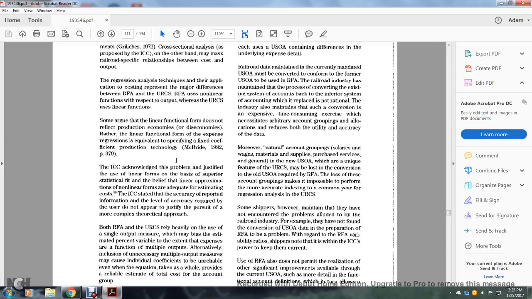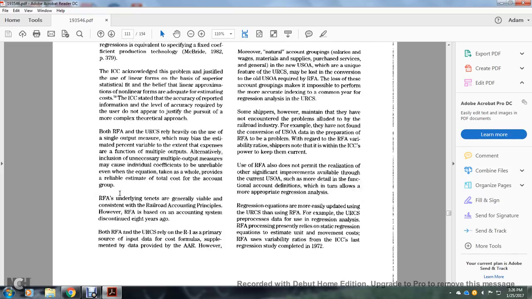The Interstate Commerce Commission acknowledged the problem with the justification for the use of the linear form as statistically superior. It came to believe the linear approximation with the nonlinear form was adequate for estimating cost. The Interstate Commerce Commission stated that the level of accuracy required for the use of the reported information does not appear to justify the pursuit of a more complex theoretical approach.